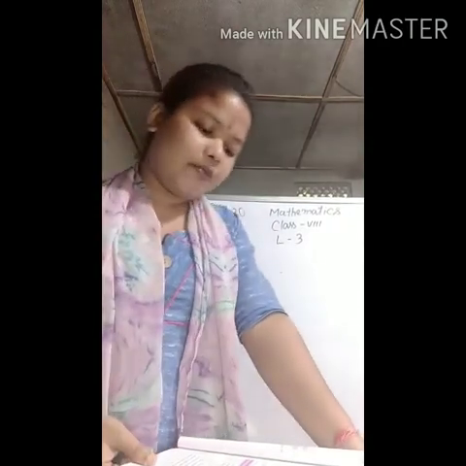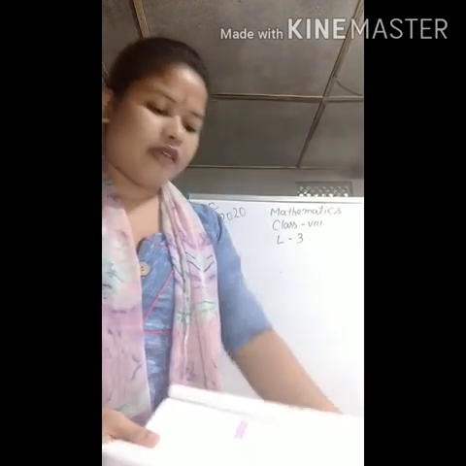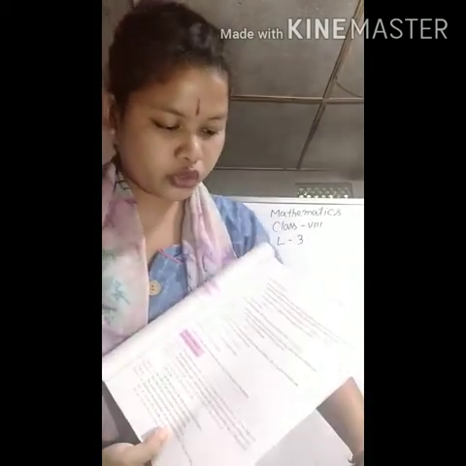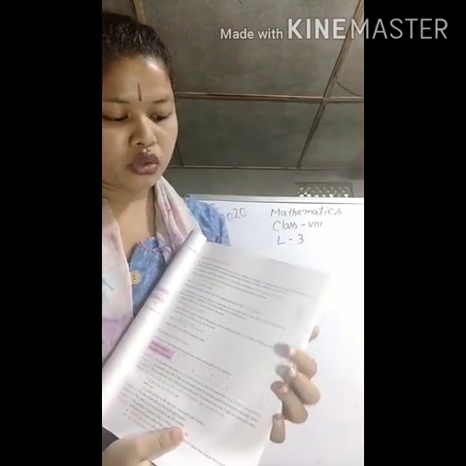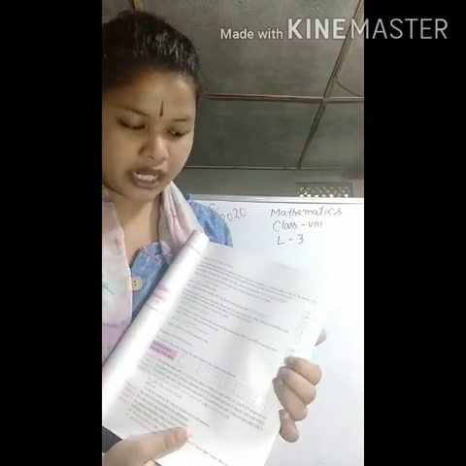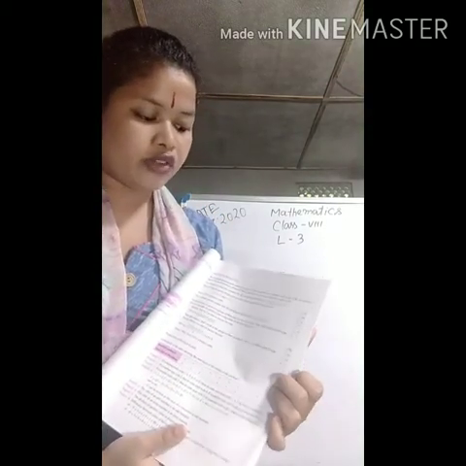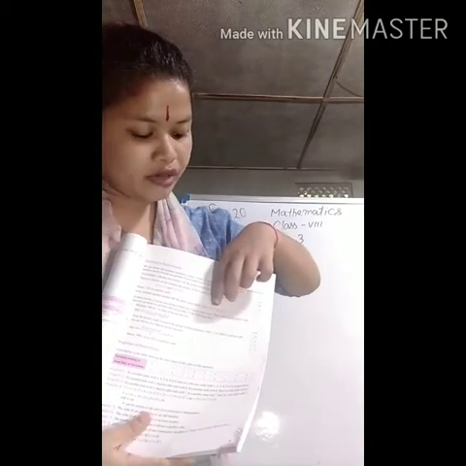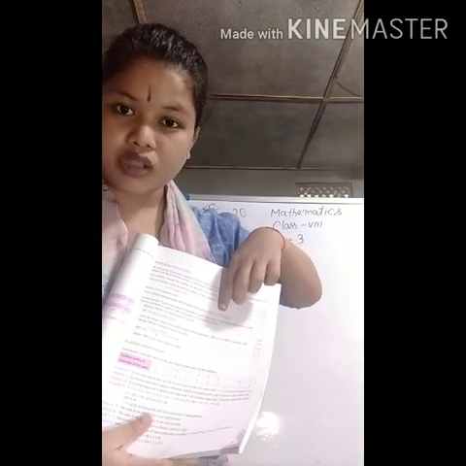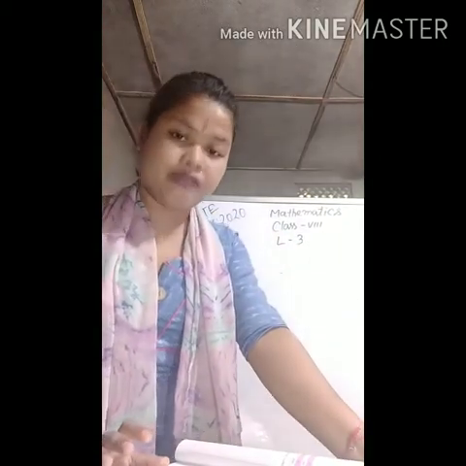So see next example, 500. The factors of 500 are 2 into 2 into 5 into 5 into 5. See, here we got 2 only 2 times. That means it is not a perfect cube. 5 we got 3 times, so 5 we can write as 5 cube. But 2 we can write as 2 square, not as 2 cube. So 500 is not a perfect cube.